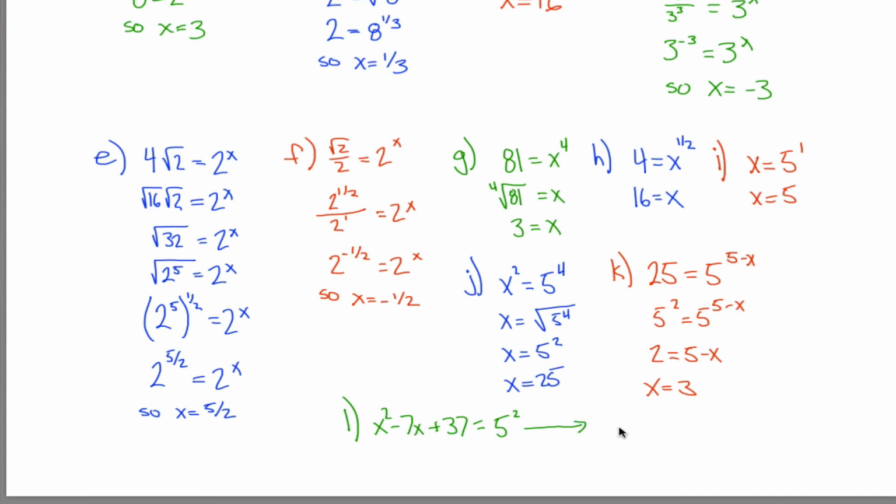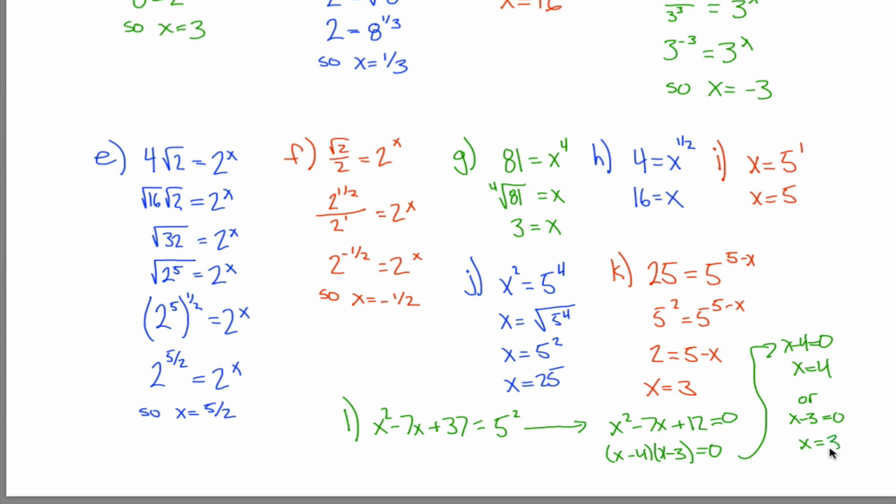So if I subtract 25 from both sides of the equation, I get x squared minus 7x plus 12 is equal to 0, which I can factor as x minus 4 times x minus 3 equals 0. So either x minus 4 equals 0, in which case x is equal to 4, or x minus 3 equals 0, in which case x is equal to 3. So for this last one, there are actually 2 solutions. x could be equal to either 3 or 4 and make this equation true.